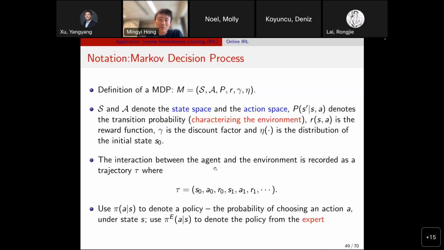The interaction between the agent and the environment is recorded by a trajectory. You have an initial state, the agent performs an action, you get a reward and the next state, and then an action and reward, and so on. And then pi(a|s) is the policy. This policy basically says, under the current state of the world, what's the distribution of actions. And pi_E denotes the policy from the expert, so we have this observation data.